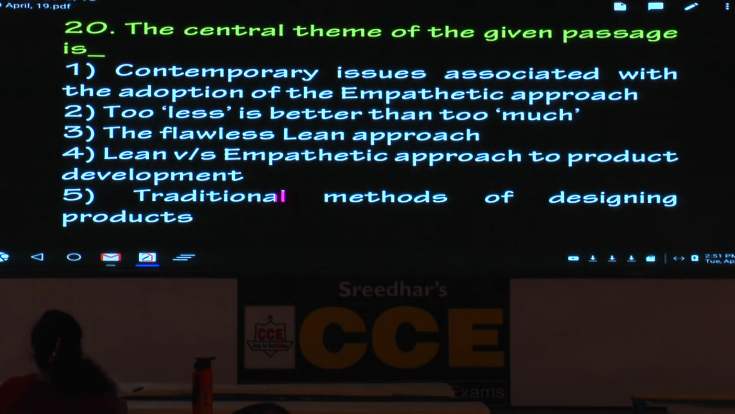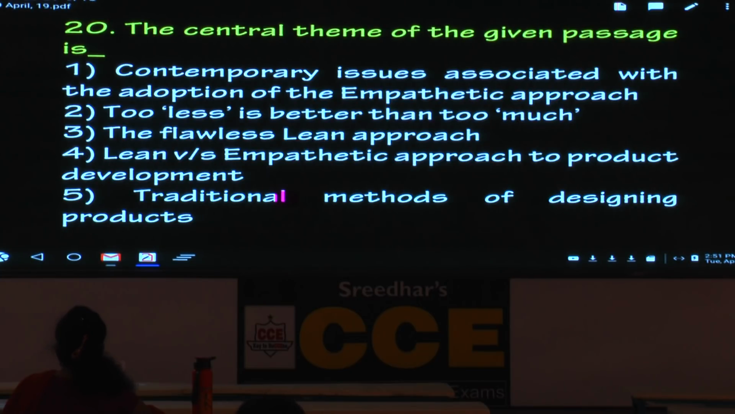The next question: the central theme of the given passage. This is a very complicated passage. I had to read it twice. First reading I could not get it. The writer talks about two abstract concepts. One is the lean approach, the other is the empathetic approach. I've never thought of an empathetic approach towards a product. For the first time I have come across it.